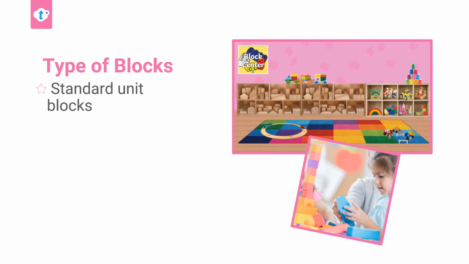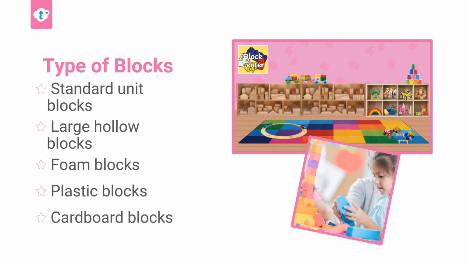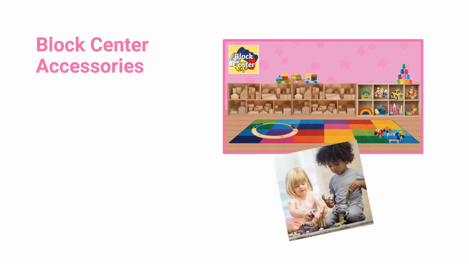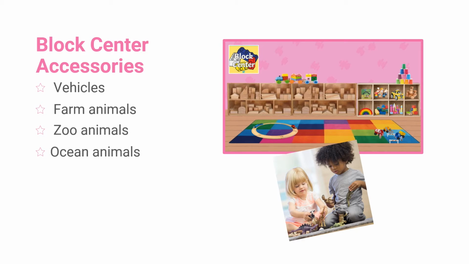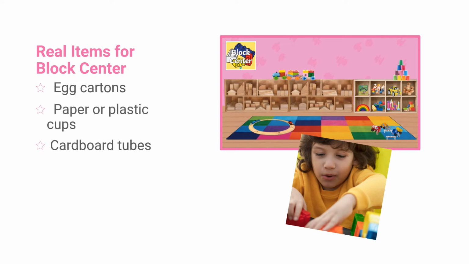You need standard unit blocks, large hollow blocks, foam blocks, plastic blocks, and cardboard blocks. Some block accessories that you can add to your block center and store in bins are vehicles, farm animals, zoo animals, ocean animals, traffic signs, and people. You should also add real and found items such as egg cartons, paper or plastic cups, cardboard tubes, and PVC pipes and fittings.